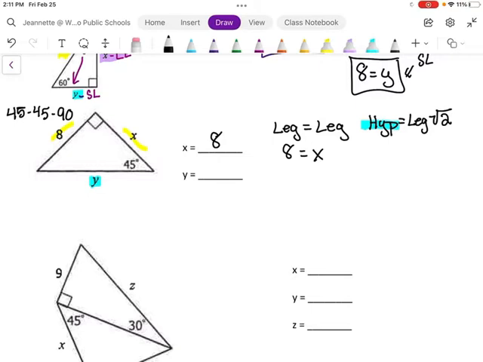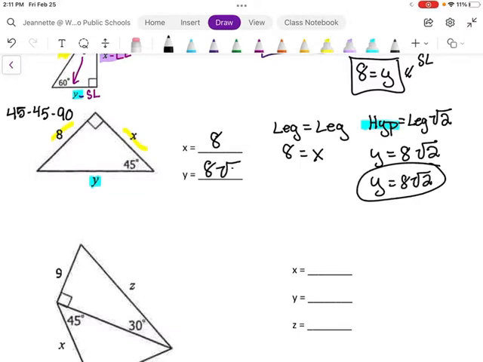Then we need to find our hypotenuse. So for that one, we're going to have y equals our leg, which we know is 8, times the square root of 2. So this one we really didn't have a lot of work to do. We just plugged in numbers to get 8 square roots of 2.